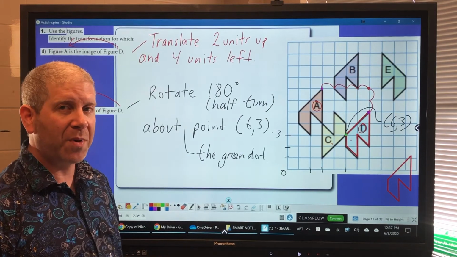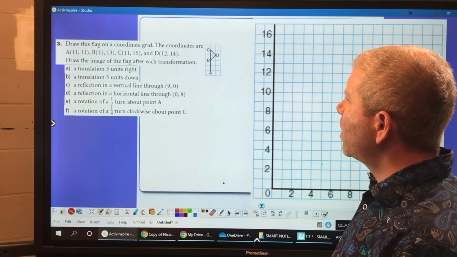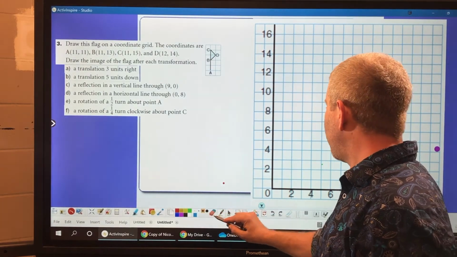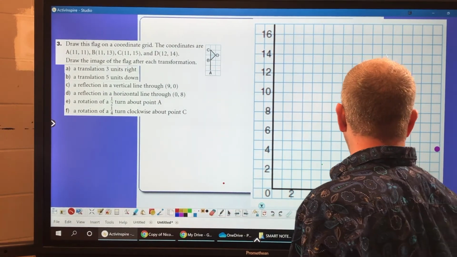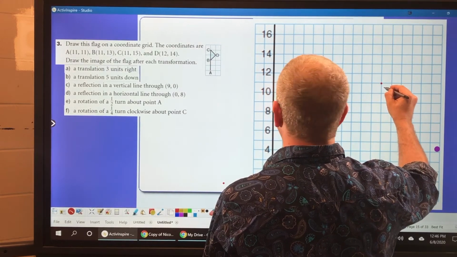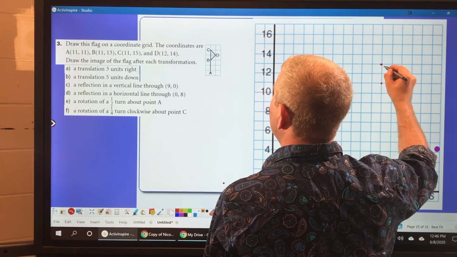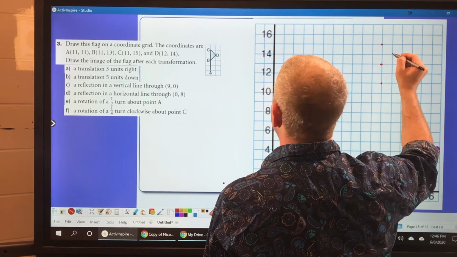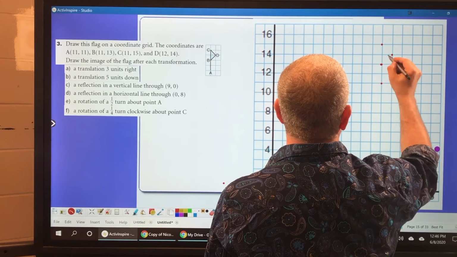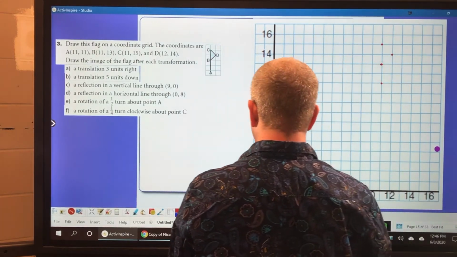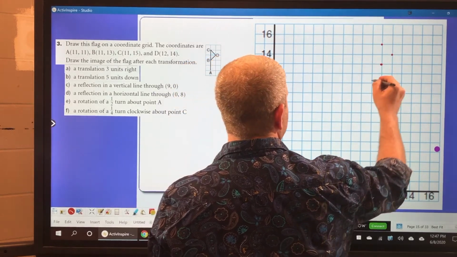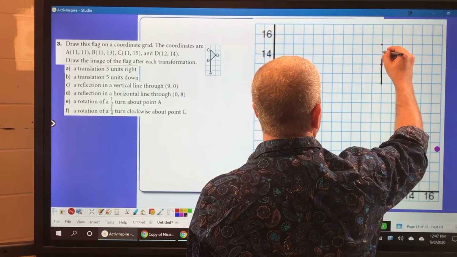Let's move on to number 3. Draw this flag on a coordinate grid, and here are the coordinates. We'll start with A at (11, 11). And I'm going to plot it here, 11, all the way up to 11. There's A, and B is (11, 13), and C is (11, 15), and D is (12, 14), which is right over here. And then we want to draw that into a shape, and it's going to be black. Let's see if this works out.